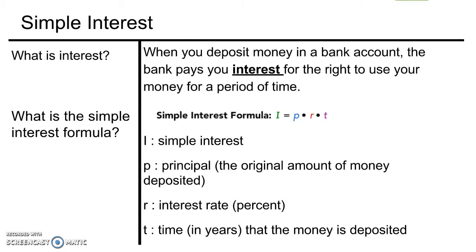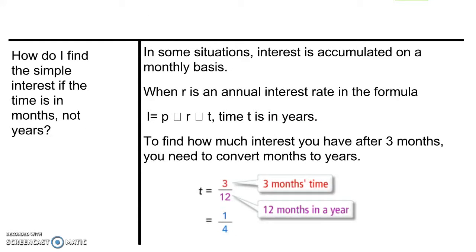Okay. If we happen to get an amount of time that's in months instead of years, remember we write it as a fraction over 12. We can't just say 3 for T, if it's 3 months, we would think that's 3 years. That's why we have to put it over 12, because there's 12 months in a year.